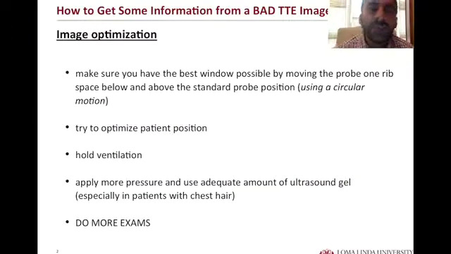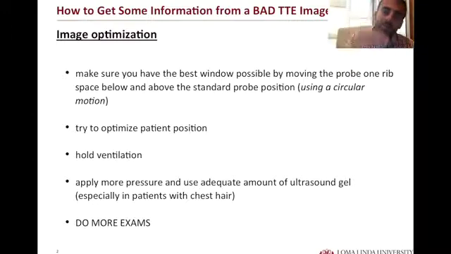First, how would you potentially optimize a bad cardiac ultrasound image? One, make sure that you have the best window possible. Very important, when it comes to troubleshooting your windows, how you want to manipulate the ultrasound probe is always make sure you go one rib space above, one rib space below the area that you initially got your ultrasound image to see if your image quality improves.